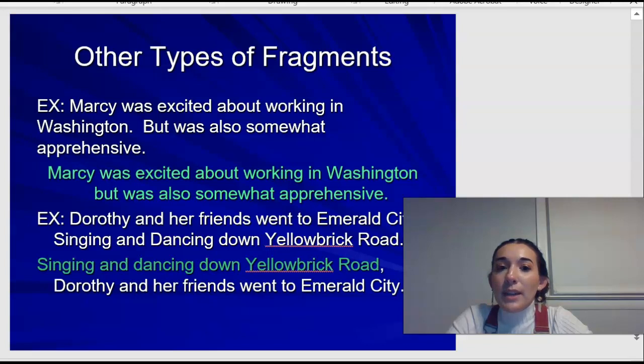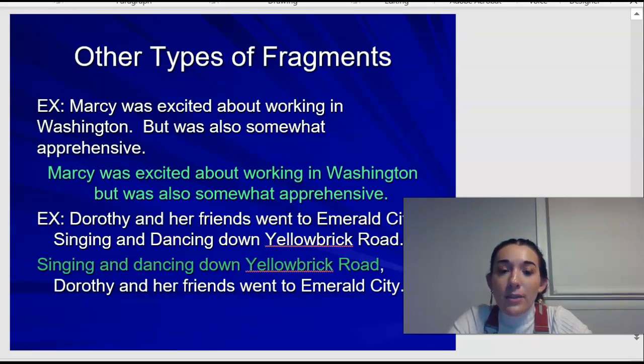So once again, here are some more examples where we could make it into a compound sentence. So Marcy was excited about working in Washington, period, but was also somewhat apprehensive. So we have a fanboy in the sentence, for, and, nor, but, or, yet, so. So we can then transform this fragment into a compound sentence. Marcy was excited about working in Washington, but was also somewhat apprehensive.